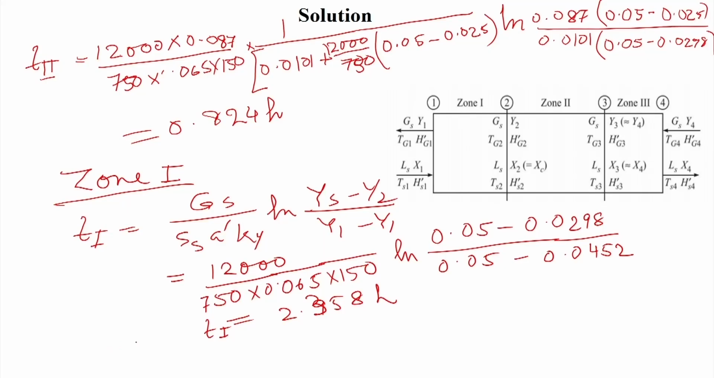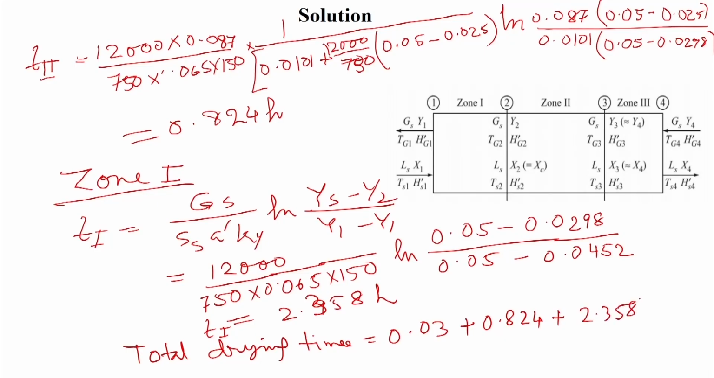So, the total drying time is equal to T1 plus T2 plus T3, that is we have this 0.03 plus 0.824 plus 2.358. So, that is total 3.21 hour. So, this total drying time is obtained as 3.21 hour. Okay.